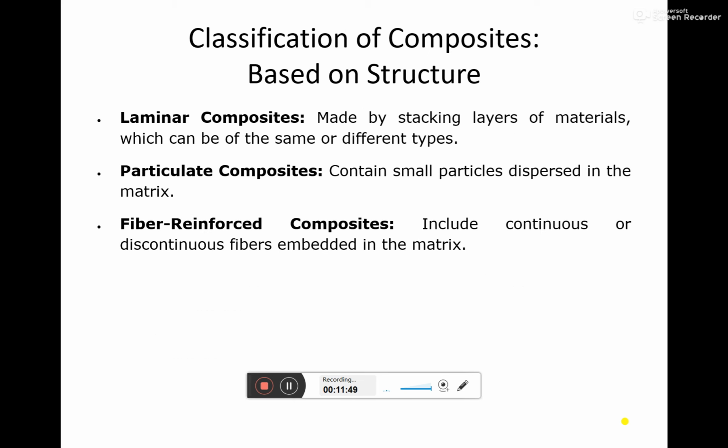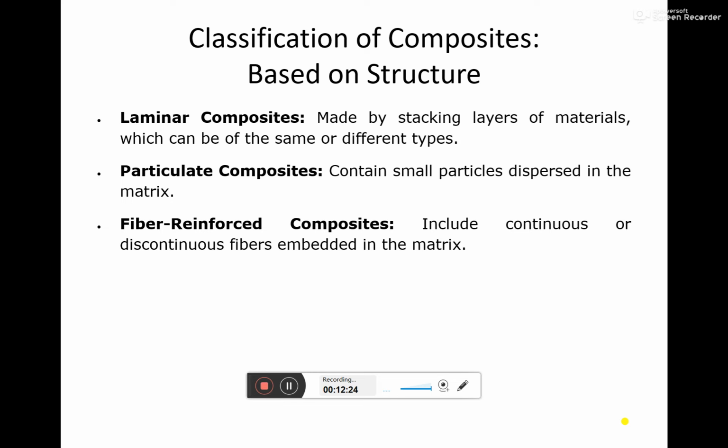Another classification of composites is based on the structure. Already discussed, based on the matrix, the composites are classified as polymer matrix composites, metal matrix composites, ceramic matrix composites, and carbon-carbon composites. Another classification is based on the structure. These composites are classified as laminar composites, particulate composites, and fiber reinforced composites.